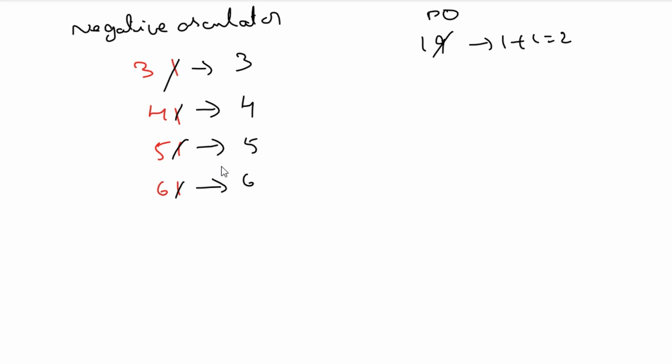Now, what about this question? The divisible property of 31. So, what is the negative oscillator of this one? That is equal to 3, right?